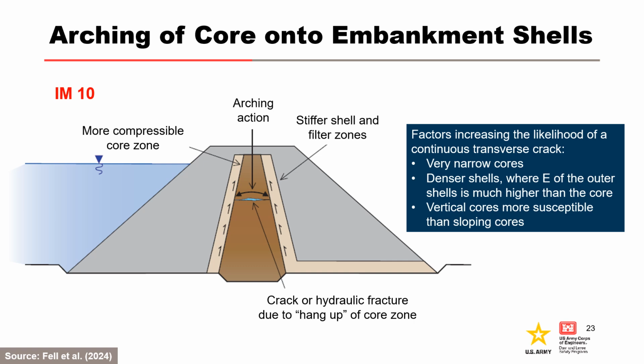For IM10, vertical stresses in the core of zone embankments can be reduced due to arching between the outer shell zones. This mechanism is more likely for very narrow cores and denser shells, where the Young's modulus of elasticity of the outer shells is much higher than the core. Vertical cores are more susceptible than sloping cores.